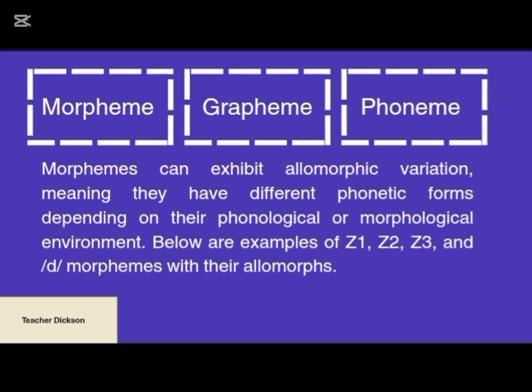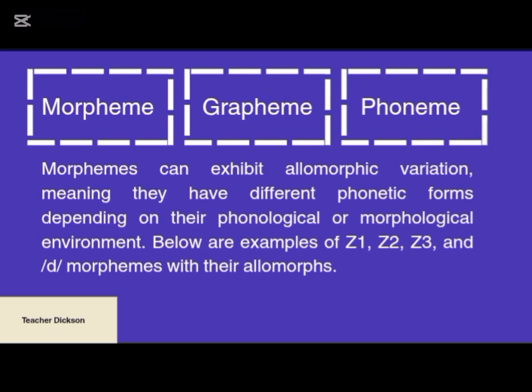Therefore, as long as this lesson is concerned, morphemes can exhibit allomorphic variation, meaning they have different phonetic forms depending on their phonological or morphological environment. So we have examples like the Z1, Z2, Z3, and D morphemes with their allomorphs. As we continue, you get to understand all this.